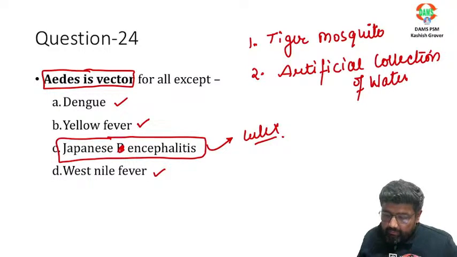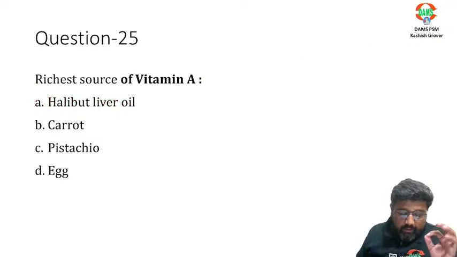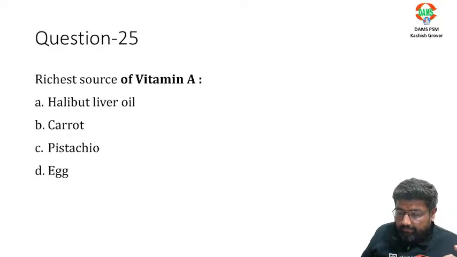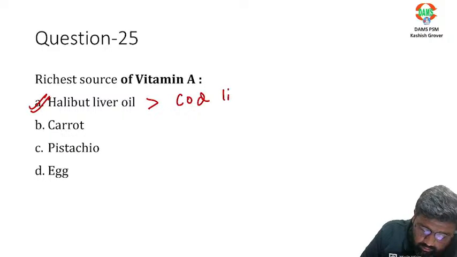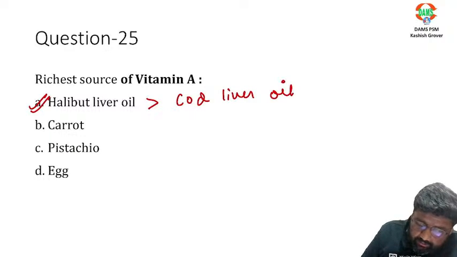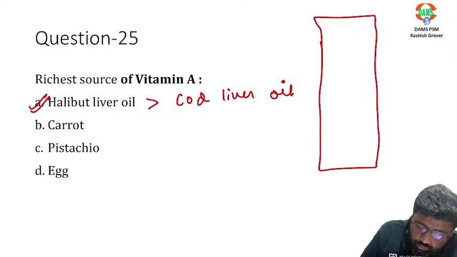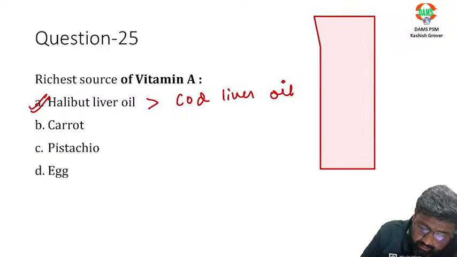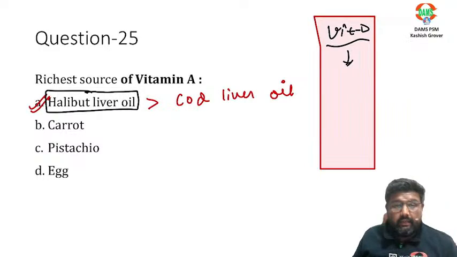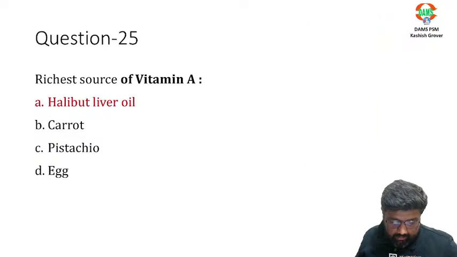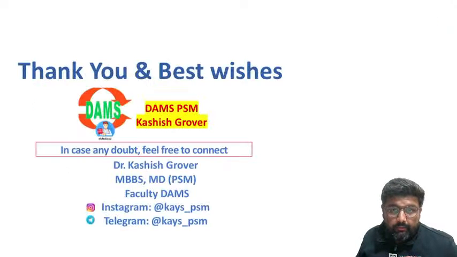Very good, beta. Because white dots. Richest source of vitamin A is halibut liver oil. Second richest, cod liver oil. If they ask you another question, richest source vitamin D, again the answer is halibut liver oil.